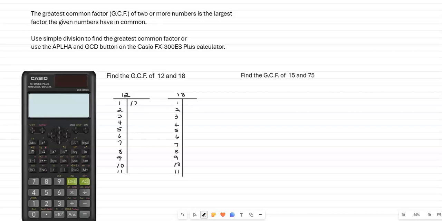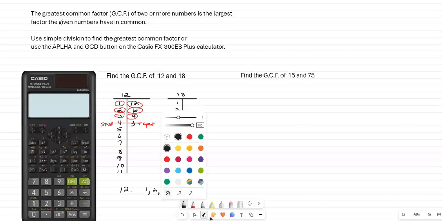12 divided by 1 is 12. 12 divided by 2 is 6. 12 divided by 3 is 4. 12 divided by 4 is 3. And again, remember, once you start to repeat any factors that you already have, that's when you stop. And we're going to use all of the factors above that line where we stopped as the factors for 12. So our factors for 12 are 1, 2, 3, 4, 6, and 12.